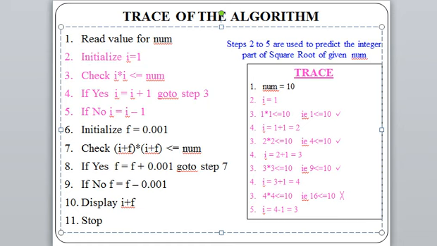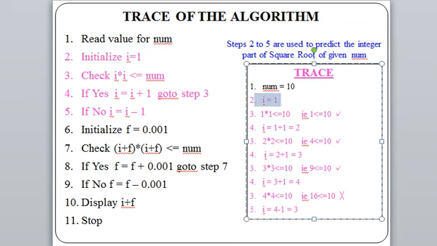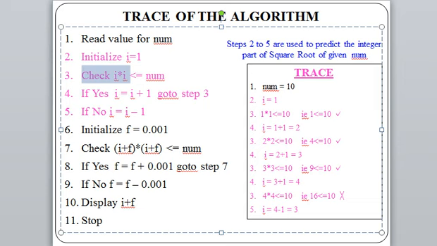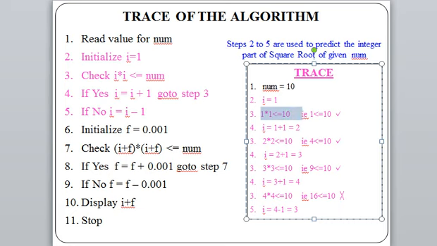So for example, in this case, let me start my prediction by initializing the value of I equal to 1. I predict that initially the integer part of my computation for square root of 10 is 1. So I equal to 1. Then I check by multiplying I with itself whether it is less than the number 10. I into I is 1 into 1, which is 1. Whether 1 is less than 10, yes, the condition is true.